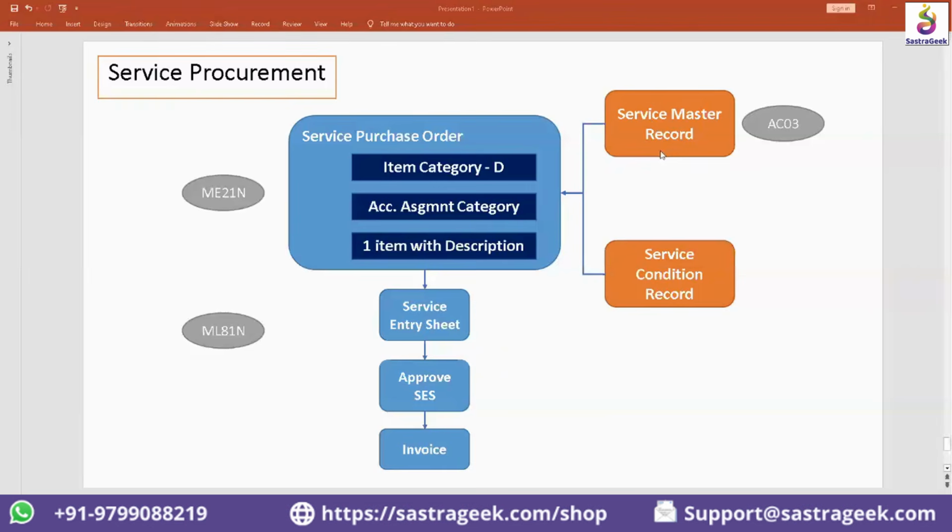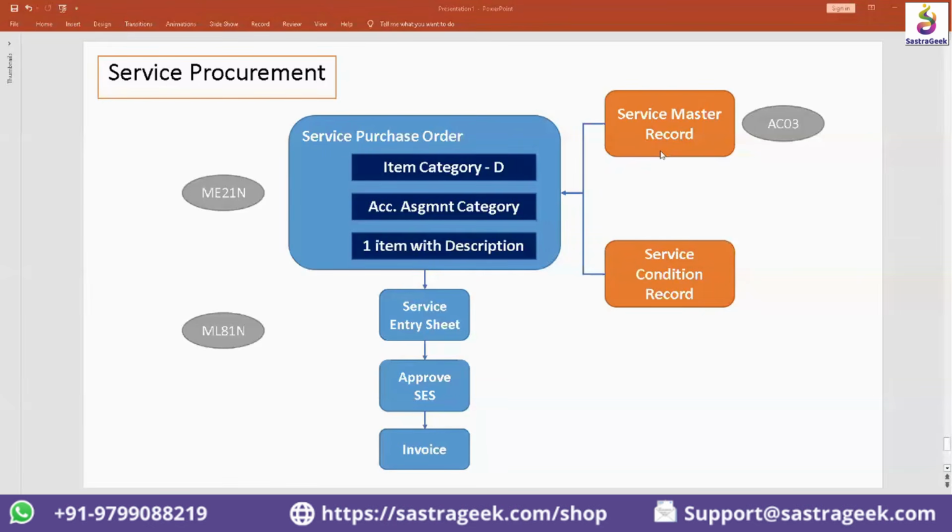In the P2P cycle, goods receipt: we do the MIGO transaction, we do the goods receipt. In service procurement, we don't go to MIGO, we go to service entry sheets. Here, two steps need to be performed with the single transaction ML81N.